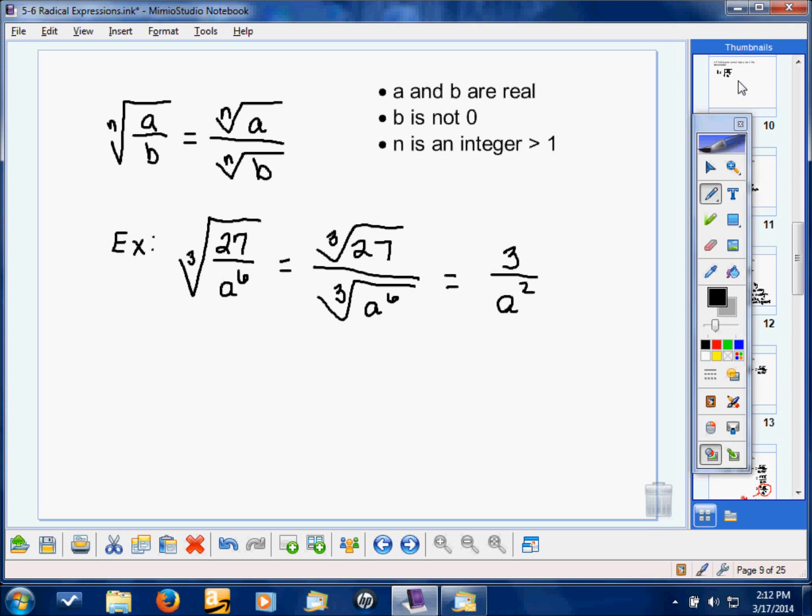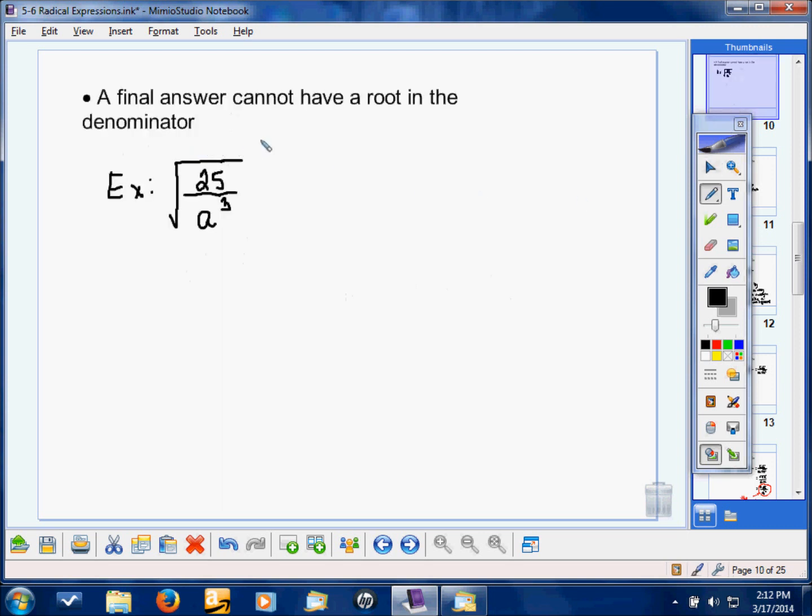Let's look at another one. The final answer cannot have a root in the denominator. So there's a little tricky something going on. What is n in this case? 2. It's a square root, so it's an implied 2. Good. Yep, that's it. Light bulb moment. All right, so we have this.